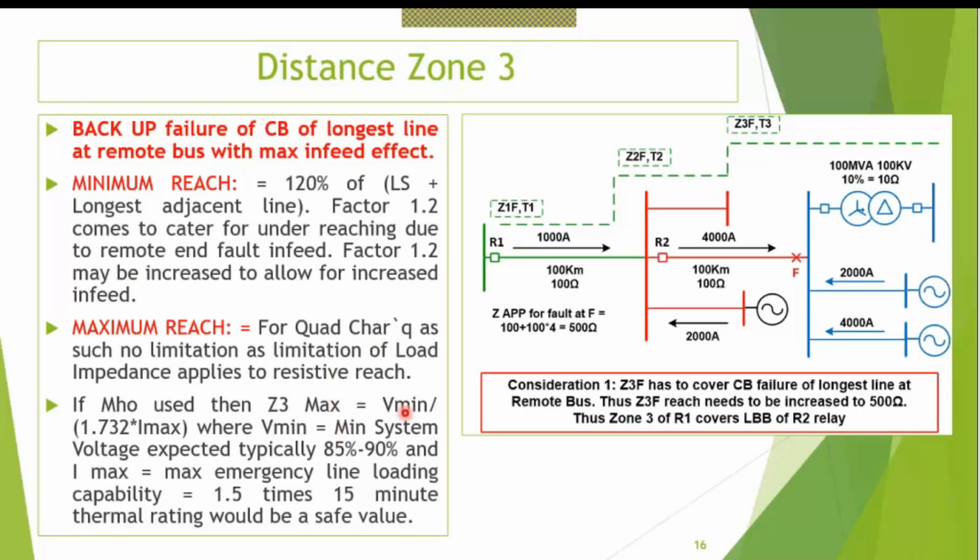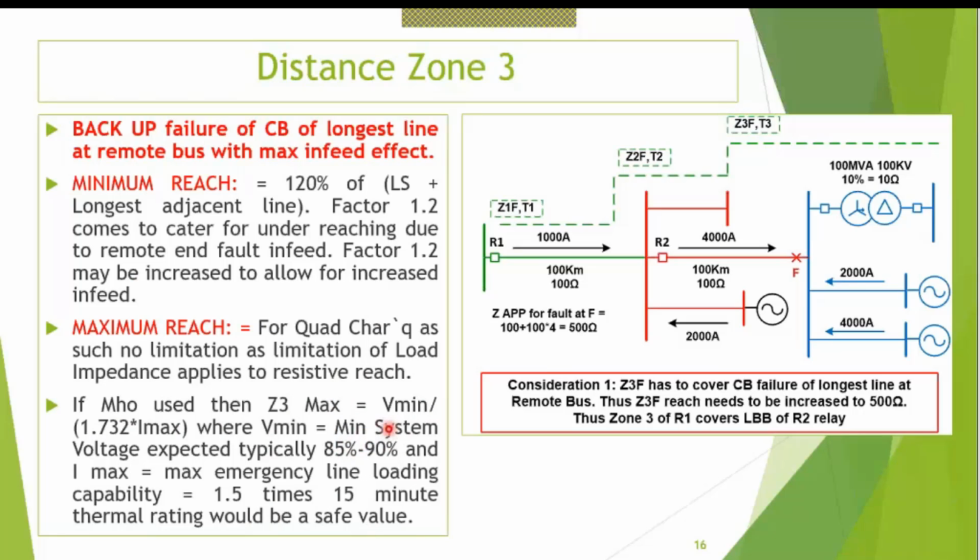limitation comes into picture, which is normally the minimum system voltage divided by 1.732 into Imax as a phase current. Imax is 1.5 times the 15-minute thermal rating, which would be a safe value, and minimum system voltage would be around 85 to 90%. In a 220 kV system, normally 90%. In 132, it is 85%.